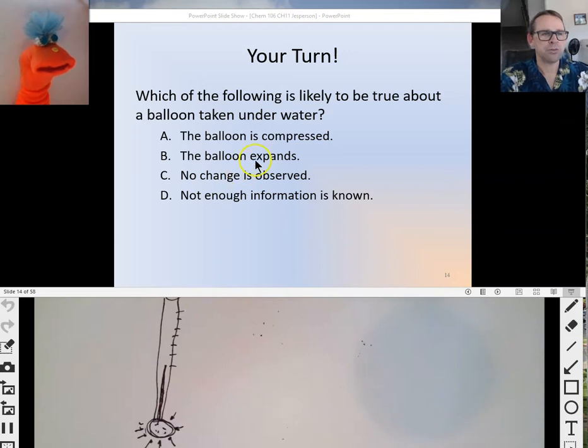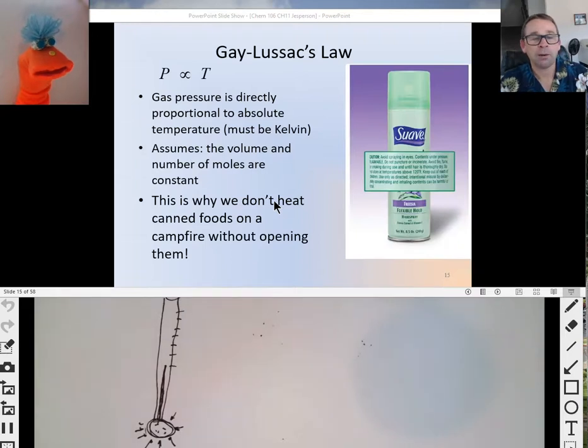Okay, which of the following is likely true about a balloon taken underwater? Oh, I know this. The balloon compresses. That's right. Now, what's causing that compression? Oh, the molecules on the outside of the balloon are pushing on the balloon and making it shrink. The pressure on the outside is greater than the inside. That's right. Very good.